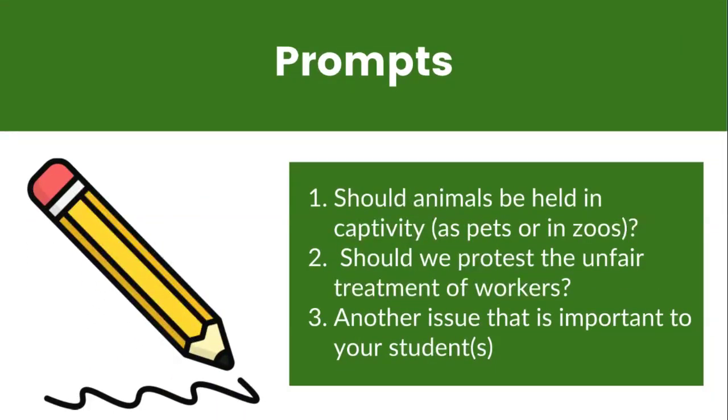And these are the prompts that we provided as an example, and it's based on the materials and the resources that students have explored through the reading cycles previously. So the first prompt is, should animals be held in captivity as pets or in zoos? Students could also choose the second prompt, which is, should we protest the unfair treatment of workers? And if those two don't really resonate with your kiddos, you could choose another issue that is important to them for them to explore.